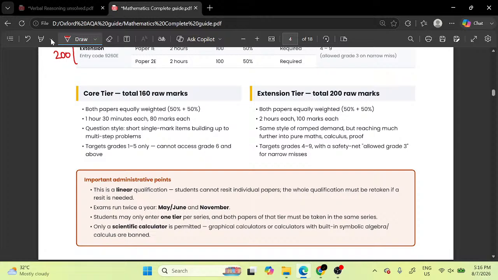Over here the targeted grades are from 4 till 9, with a safety net allowed grade 3. Grade 3 is also a safe grade, but only in a few cases, so it's always better to consider 4 as the lowest grade.